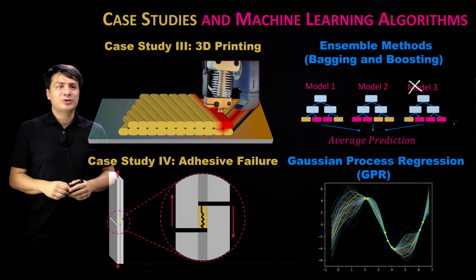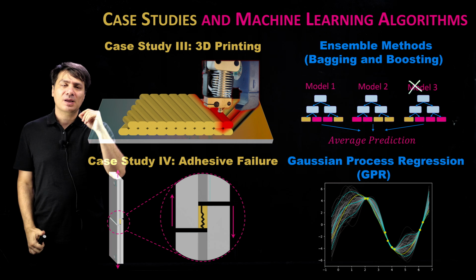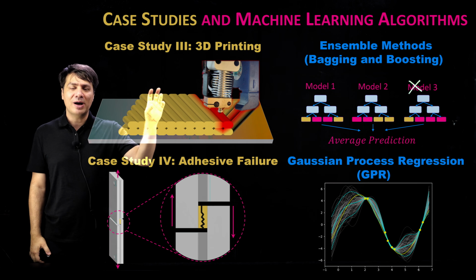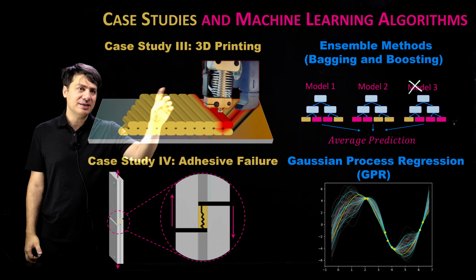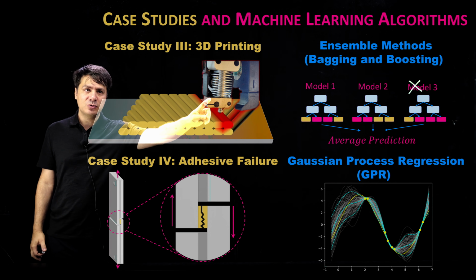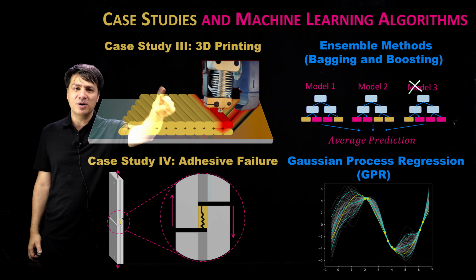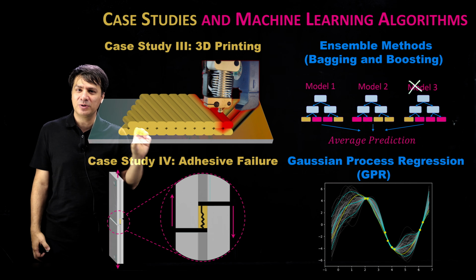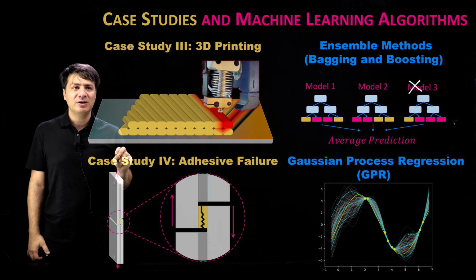Case study number 3 is related to 3D printing. If you have done 3D printing, if you know about 3D printing, the process typically looks like this. You have a polymer, let's say a thermoplastic polymer, that you're melting through an extruder, and you are depositing layer by layer onto a surface. So this is specifically a fused deposition modeling, or FDM, additive manufacturing approach.